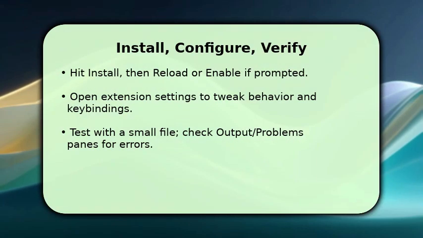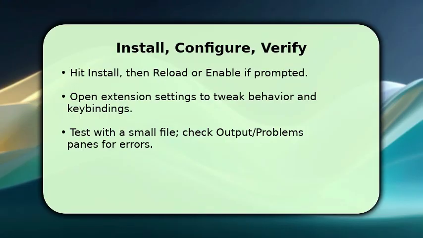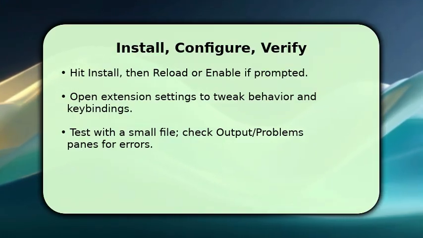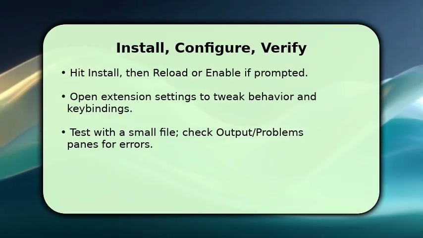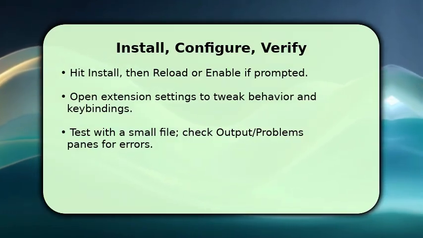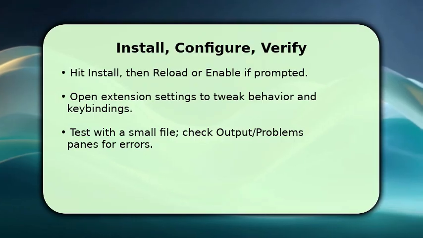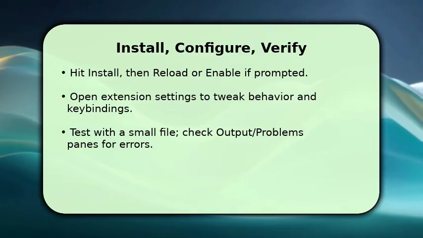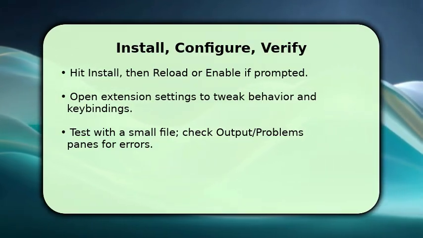You finish by installing and validating the extension so it actually helps you. Click Install, accept any prompts, and reload VS Code if requested. This activates the extension. Once active, open its settings to adjust defaults and add key bindings if needed, because customization often matters more than defaults.